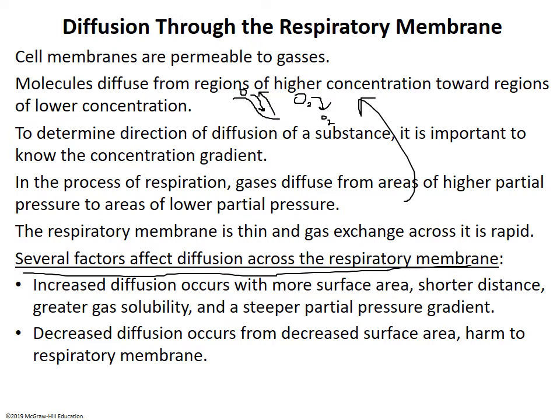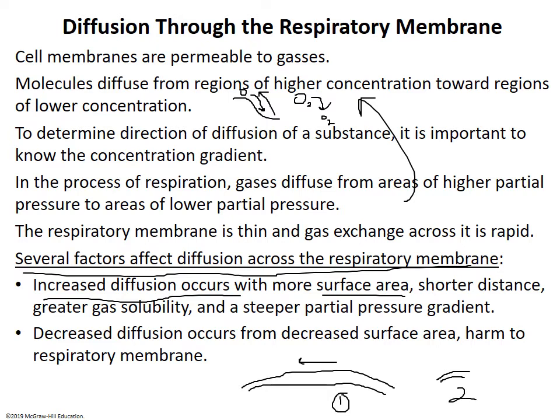All right, so increased diffusion occurs when there is more surface area. So if I am saying that this is the alveoli and this is the capillary as it runs across, and if I drew another one that's like this, since this one, number one, has more surface area, I'm going to have greater gas exchange at this one. All right, I hope that makes sense.